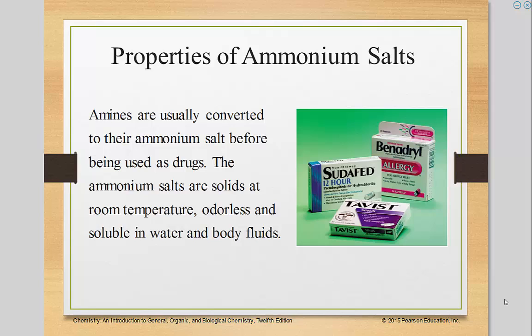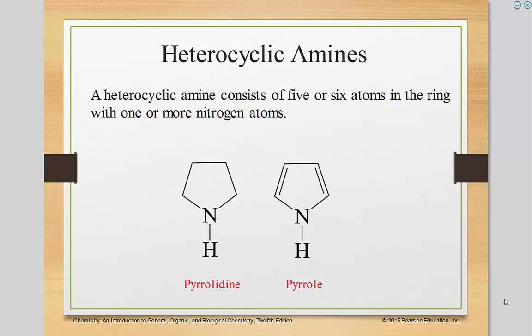Amines are usually converted to their ammonium salt before being used as drugs. The ammonium salts are solids at room temperature, odorless, and soluble in water and body fluids. Heterocyclic amines consist of 5 or 6 atoms in a ring with 1 or more nitrogen atoms embedded in it.